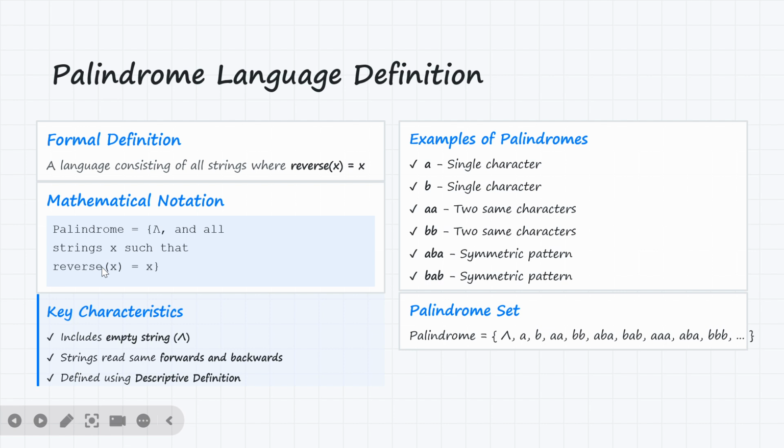All the strings that are made from this combination, and the null, also come in the palindrome language, such as single letter A, single letter B, double letter AA, BB, ABA, BAB, and so on. It includes the empty string. Yes, we include the empty string. These strings read the same forwards and backwards, as ABA. They are defined using descriptive definition.